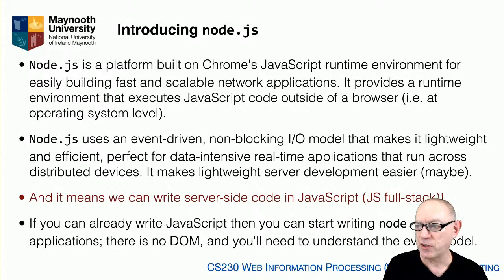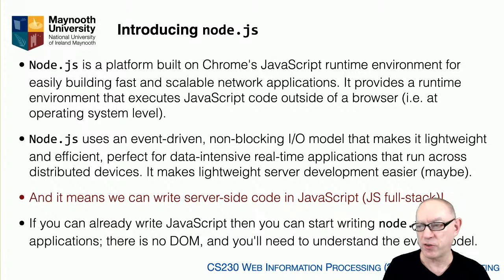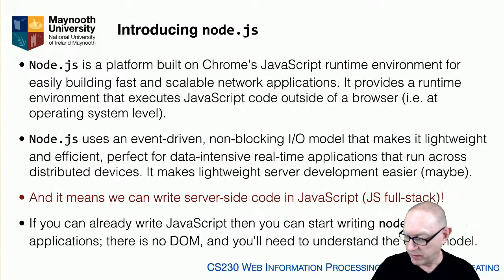Node.js uses this event-driven, non-blocking I/O model. It makes it really lightweight and very efficient. It's perfect for data-intensive real-time applications that run across devices. And it means that we can write server-side code in JavaScript, which means we can do full-stack development, the front end and the back end. So if you can already write some JavaScript, then you can start writing Node.js applications. There's no DOM to worry about, but you'll have to understand the event model to make it work. And that's where it all happens.